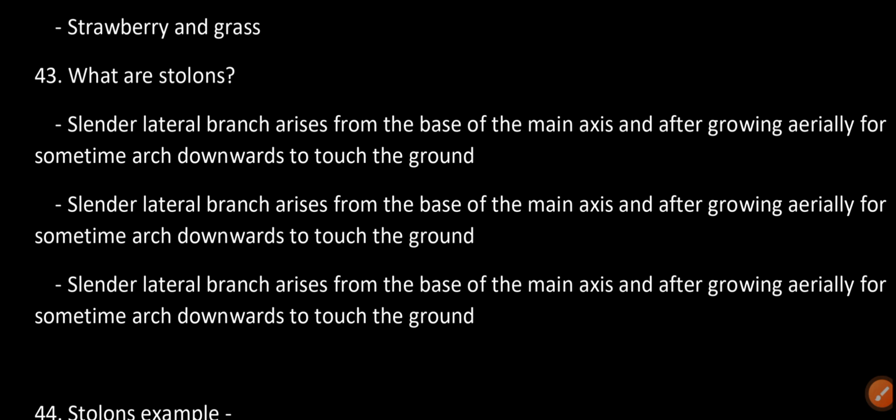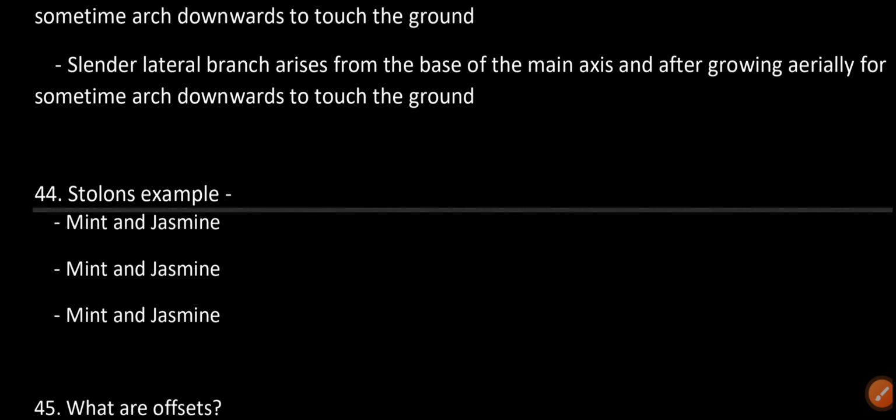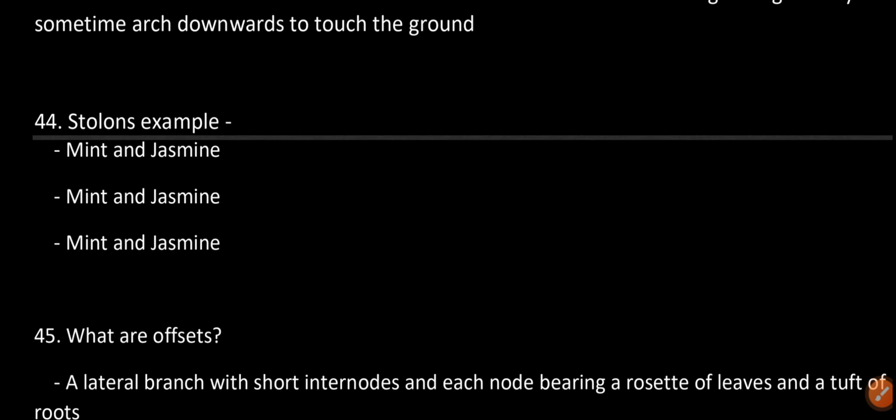What are stolons? A slender lateral branch arises from the base of the main axis and, after growing aerially for some time, arcs downwards to touch the ground. Stolon examples: mint and jasmine.